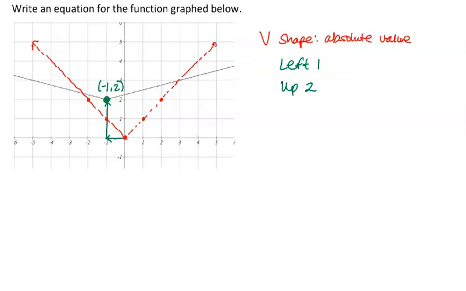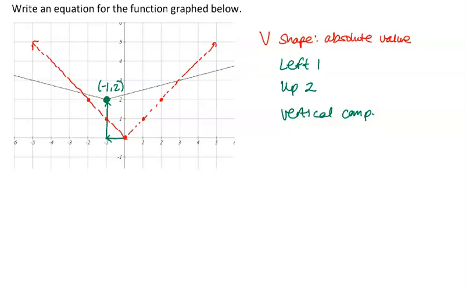There also appears to be a vertical compression. A vertical compression makes our graph appear kind of wider. It's as if someone pushed the graph down towards the x-axis, and so the given V shape is wider than our absolute value toolkit function.